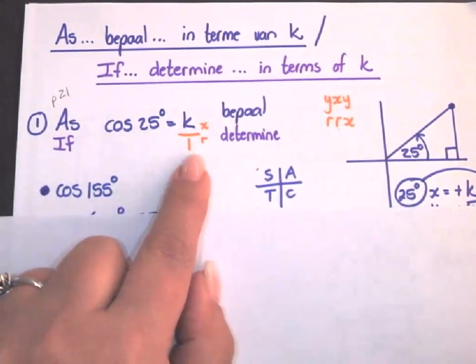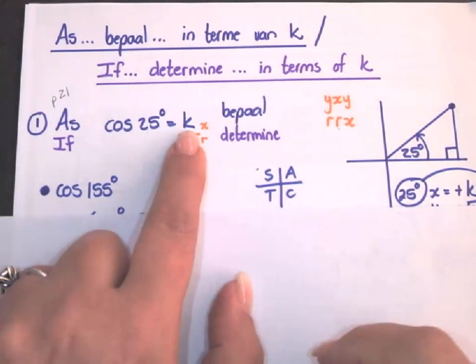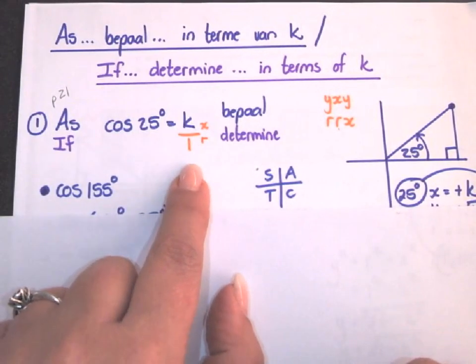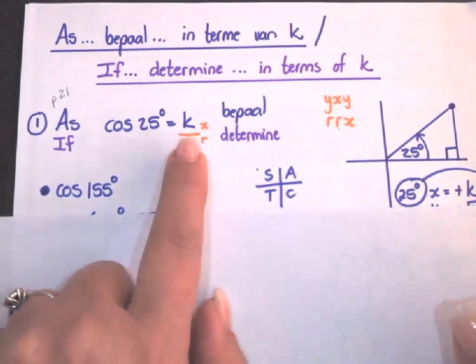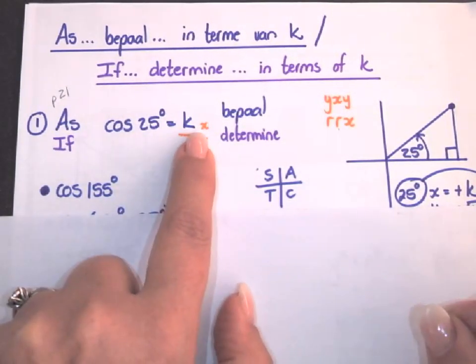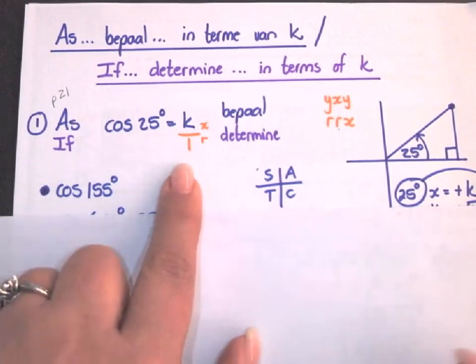Cos is always a fraction, something over something. If nothing is under k, it means that you have to write it over 1. Therefore, cos is x over r, so x is k and r is 1.